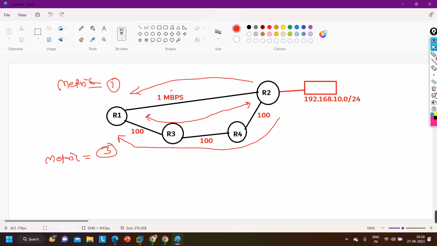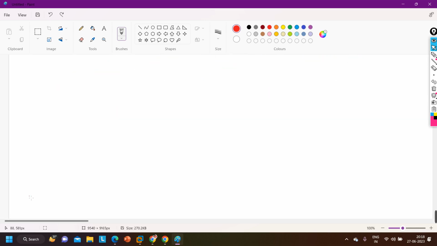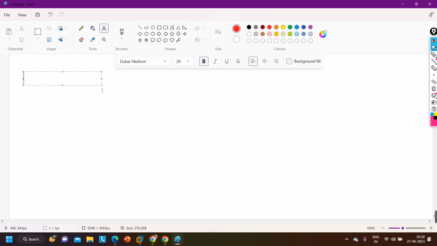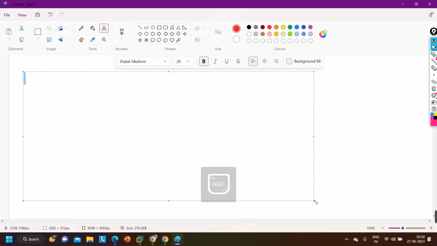Yes. Is it clear? This is the first property of distance vector routing protocol. Yes, guys. What is the first property of distance vector routing protocol? It calculates the metric on the basis of hop count when calculating the best path. Yes.